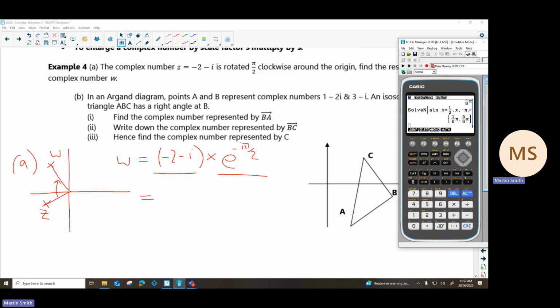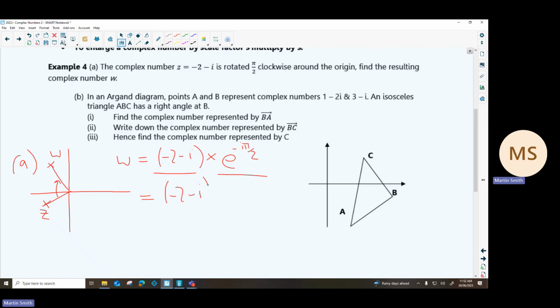So e to the minus i pi over 2 is the same as the complex number whose modulus is 1 and whose argument is minus pi over 2, which needs to be in radians. Shift set up. That's minus i. So therefore, it's minus 2 minus i multiplied by minus i. If you expand the brackets, minus 2 times minus i is 2i. Minus i times minus i is plus i squared, which is minus 1. So therefore, minus 1 plus 2i is the complex number w.